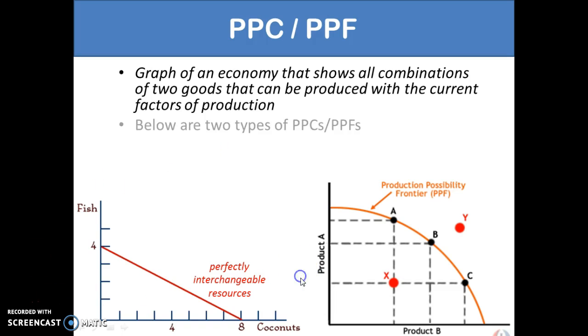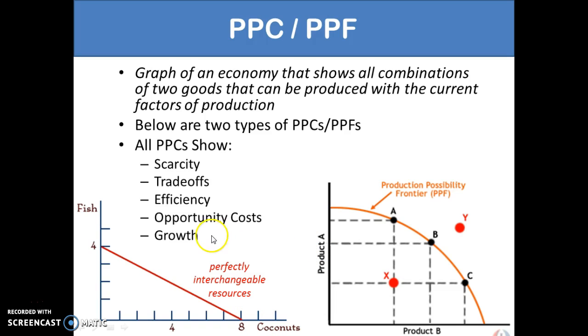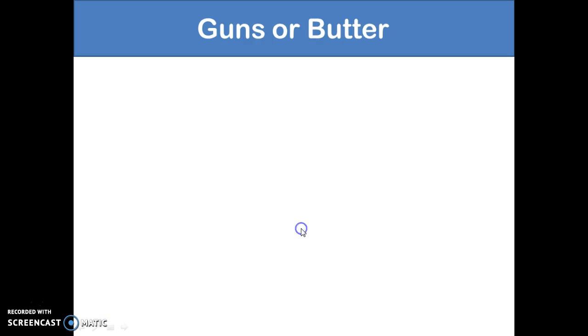Both of these are PPCs. The only difference being that you have a straight line versus a curved line. We'll talk more about that later, but basically a PPC shows a comparison of two different goods that an economy produces and all of the production possibilities that exist. So you can make 4 fish and 0 coconuts, or you can produce 8 coconuts and 0 fish, or some combination thereof. The nice thing about PPCs is that they show us scarcity, trade-offs, efficiency, opportunity costs, and growth. And we're going to go through and identify each of those now.